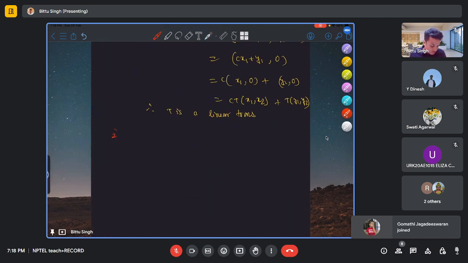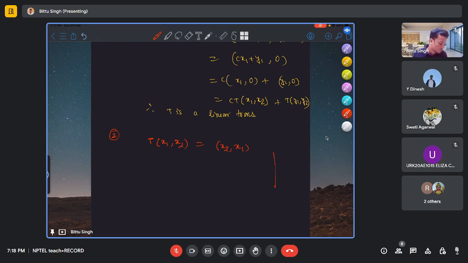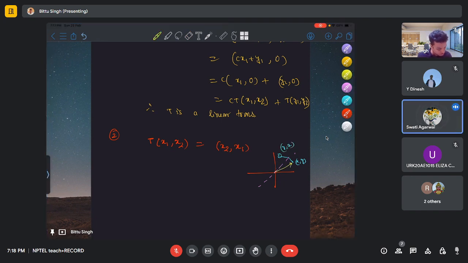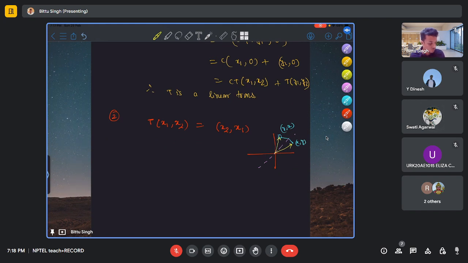Another example you can easily check. Suppose T is again defined from R2 to R2. The definition is T of x1, x2 is interchanging the tuples, x2 comma x1. What is the geometric significance? It is actually reflection around this line x equal to y. So a point x comma y will go to y comma x, which is the reflected point. Again, if you check those properties, they will be satisfied. So this T is also linear.